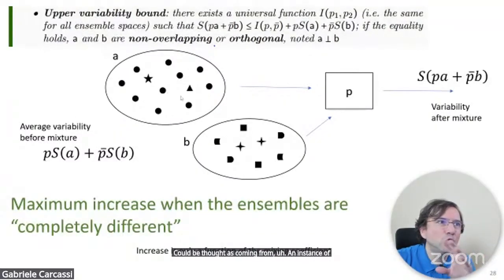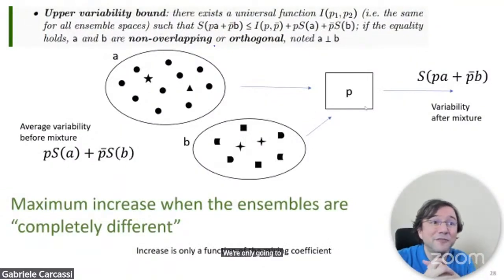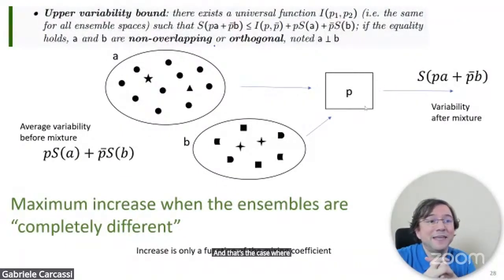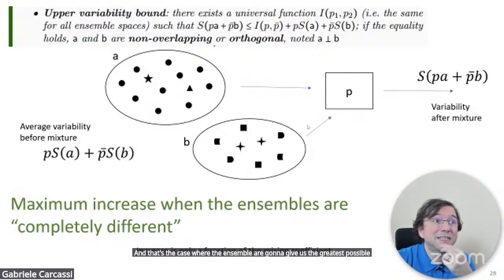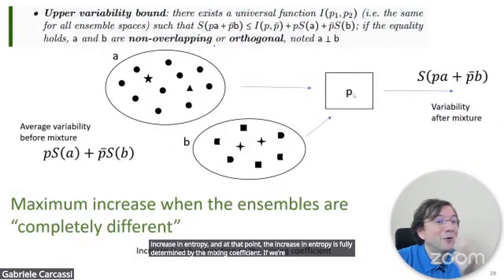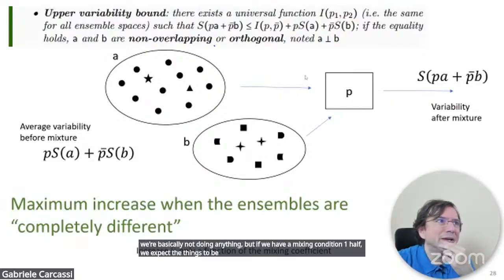So these are two completely different things, such that when we mix them, we're only going to mix things that are completely different from each other. And that's the case where the ensemble is going to give us the greatest possible increase in entropy. At that point, the increase in entropy is fully determined by the mixing coefficient. If the mixing coefficient is 0, we're basically not doing anything. But if we have a mixing coefficient of 1/2, we expect the increase to be much greater.